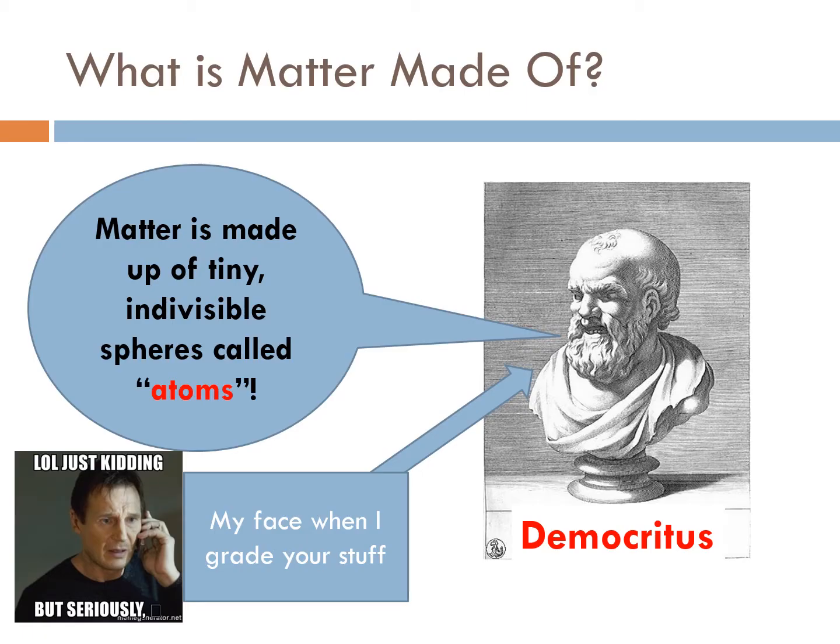So the first one is Democritus, the first person we're going to cover. And he was a Greek philosopher, lived in ancient times, so obviously he won't have the same type of tools or technology that the other ones will have. But he theorized that matter is made up of tiny indivisible spheres called atoms. Okay, so he's the one who gave us the term atom.